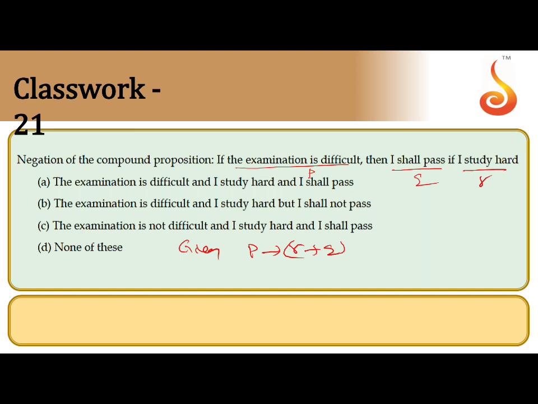Now we have to find the negation for this one. Be careful: negation of P implies (Q implies R). This is the given data. So negation means, what I told you, P remains the same, but you will get the negation.